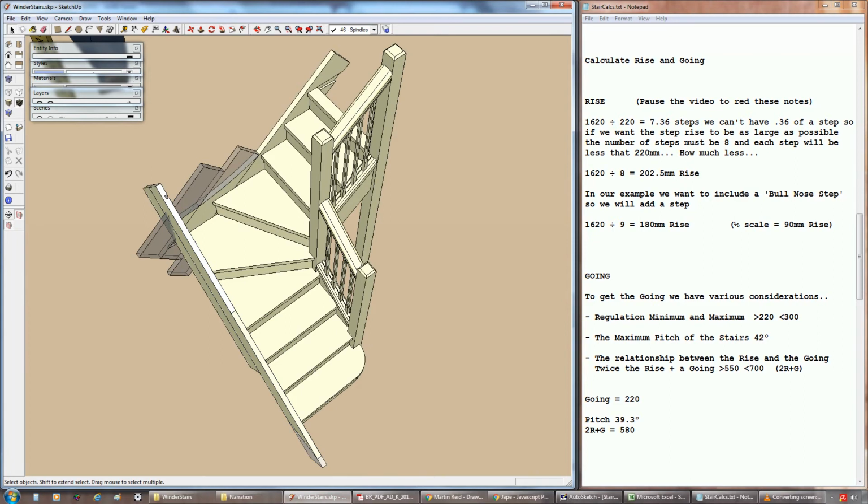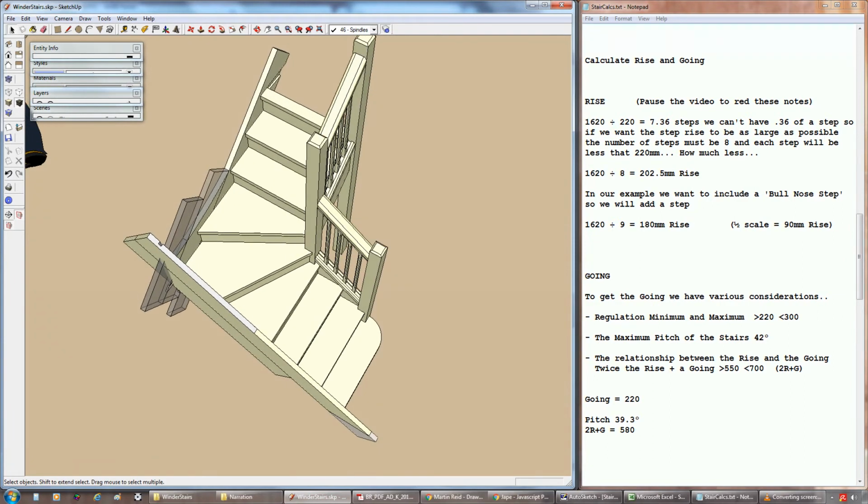So now we've got 9 steps in our flight. So that's a different calculation. We take 1620 and divide it by 9.